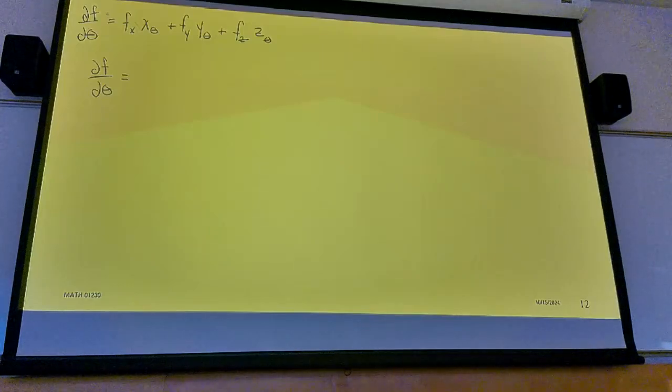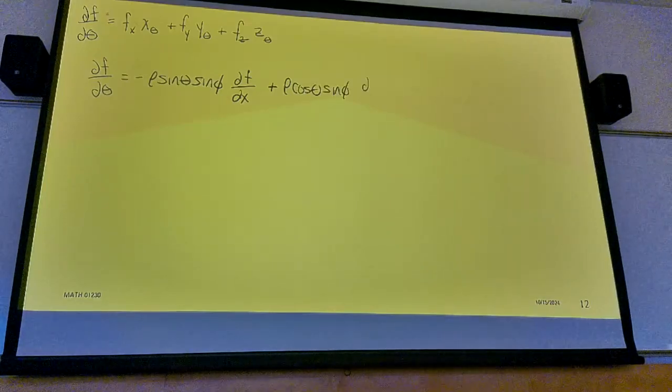Just partial f, partial x. Now, what is partial x, partial theta? Minus rho sine theta sine phi partial of partial x plus rho cosine theta sine phi partial of partial y plus 0. Partial z, partial theta is 0, isn't it?